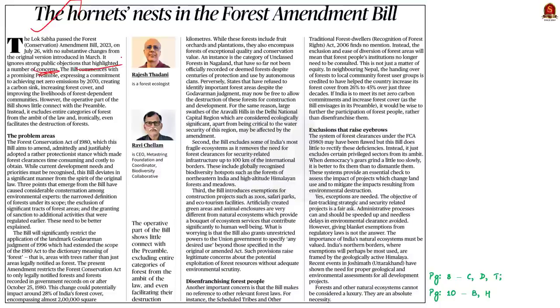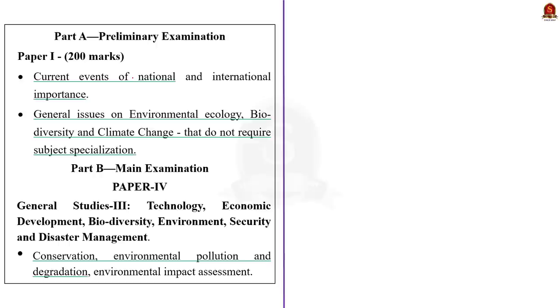The preamble of the bill promises to achieve net zero emissions by 2070, creating a carbon sink, increasing forest cover and improving the livelihoods of forest dependent communities. However, the operative part of the bill shows little assurance to the preamble. So this is the crux of the editorial article given here. So in this news article discussion, we shall see some of the important points mentioned in the editorial article. Before that, the syllabus relevant to this news article is highlighted here for your reference. You can pause the video and go through it.